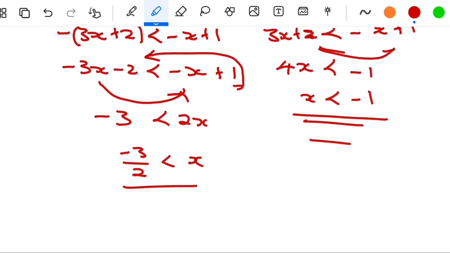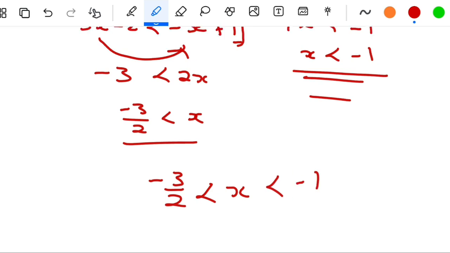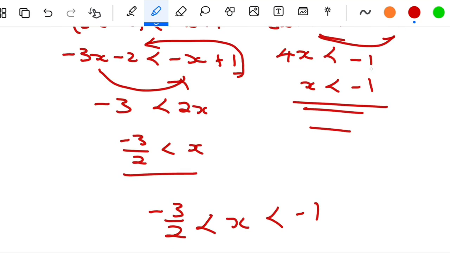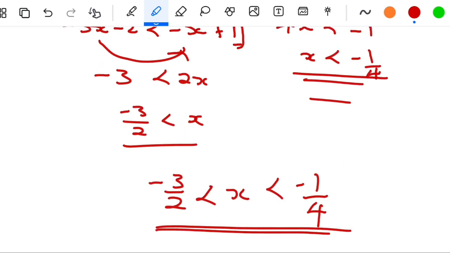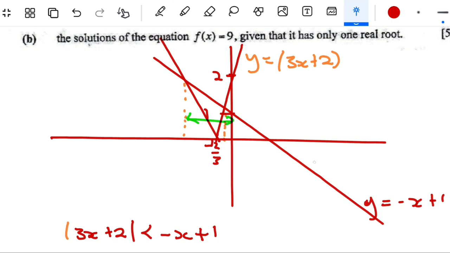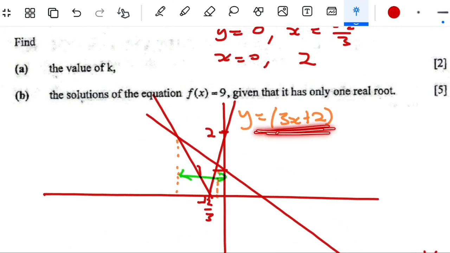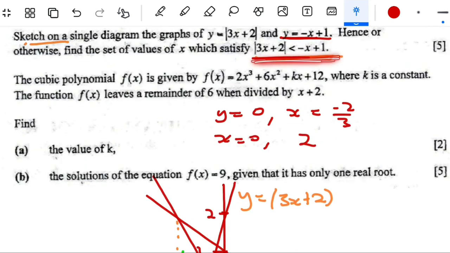Having this one and this one, I need to combine them if they agree. So if I put x in the middle, x is greater than negative 3 over 2, and x is less than negative 1. In fact, here I made an error. It's supposed to be 1 over 4. So x is less than 1 over 4, and this is our solution. If you look at the graph, this region in the middle is the only region where this one is lower than this one, just like what our inequality is saying.